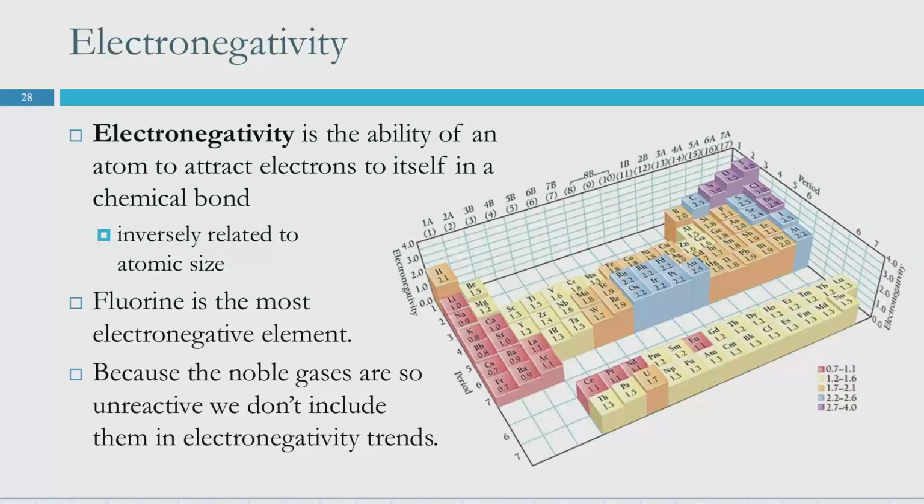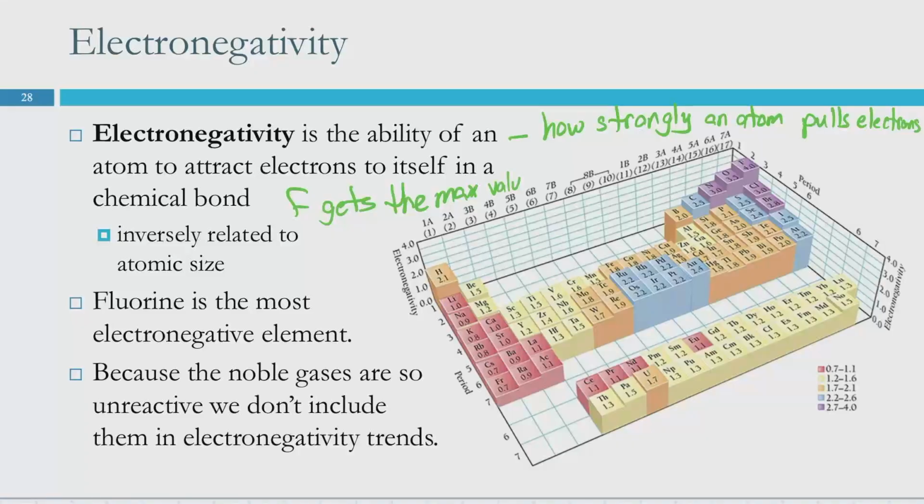Electronegativity is essentially how strongly an atom pulls electrons. This is specifically within chemical bonds. It's inversely related to atomic size. Fluorine gets the max value of 4.0. And then everything else is lower than that.